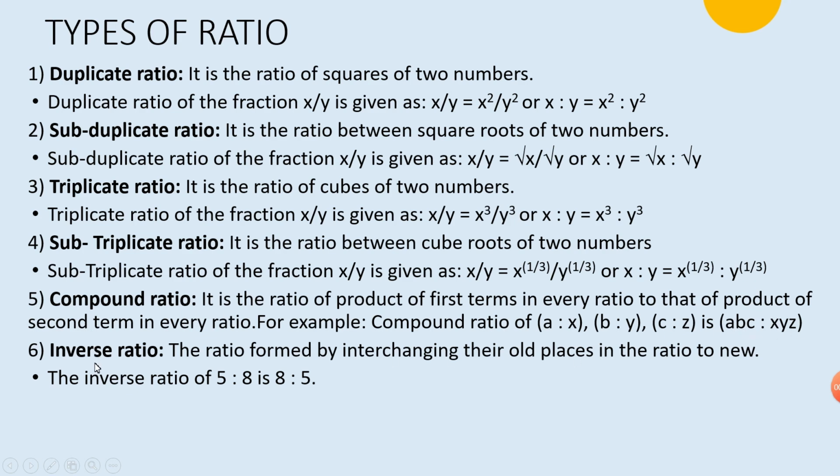Then comes inverse ratio. Inverse ratio is where you are just interchanging the numbers. So x by y becomes y by x. See the example here. The ratio formed by interchanging the places of the terms in the ratio to make a new ratio is known as inverse ratio. Here 5:8 is written as 8:5. So these are the various types of ratio. I hope everyone understood the duplicate ratio, sub-duplicate and all those things.